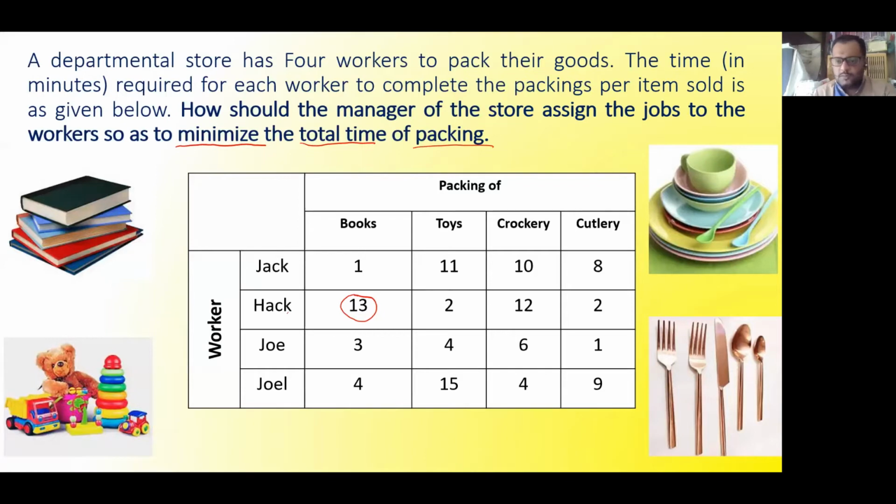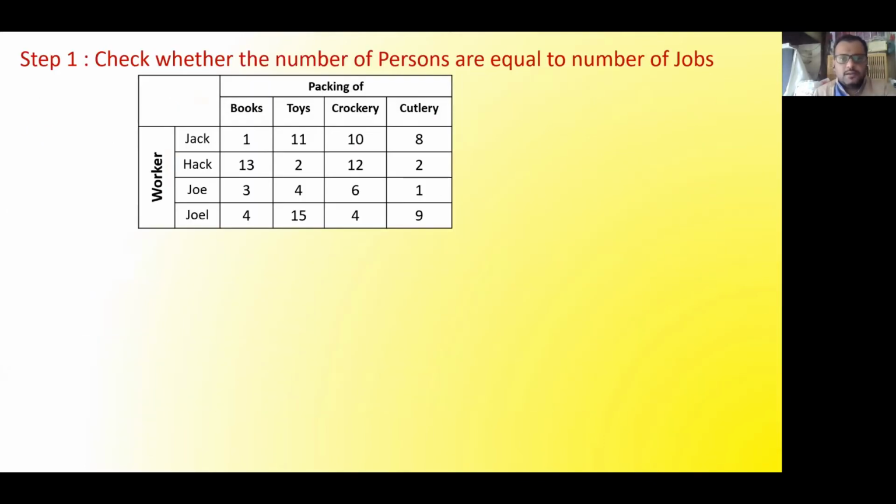So let us go to the first step. The first step is just an observation. And in observation, we can see that there are 4 different workers and there are 4 different goods available. So it is a balanced problem. As it is a balanced problem, we can skip step number 1, or we can say that we can proceed further with our solution.